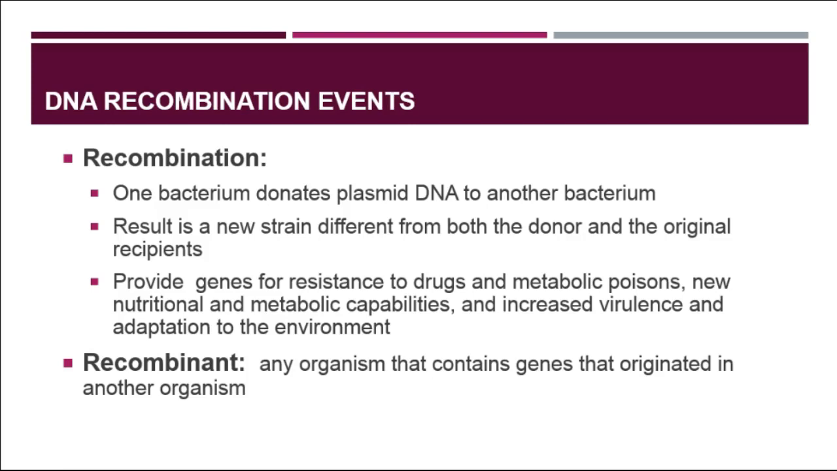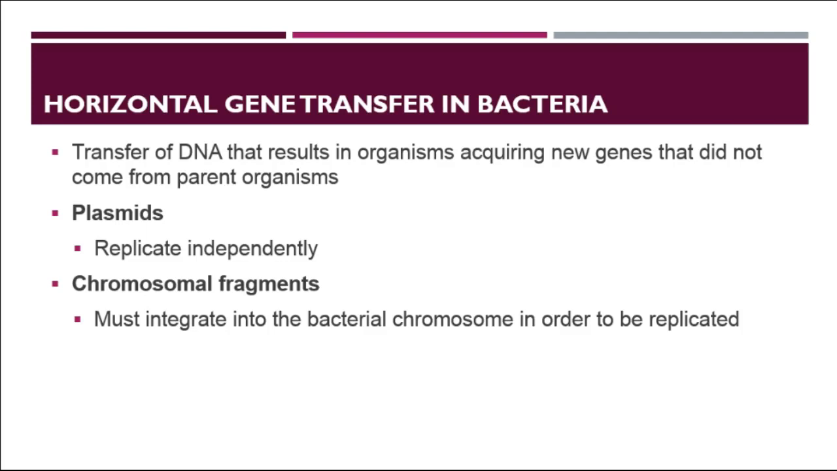This often is how genes for drug resistance, toxins, metabolic poisons are transferred. It also tends to increase the virulence, or the ability for an organism to cause disease. Recombinant is any organism that contains genes that originated in another organism. So those are the differences there.